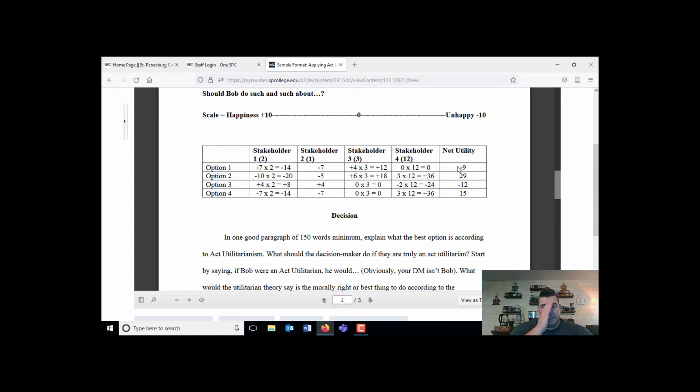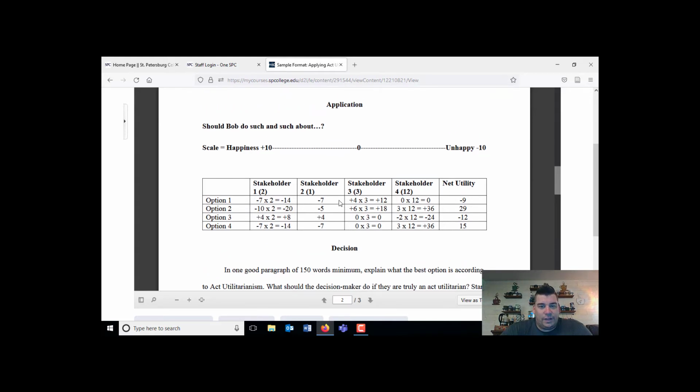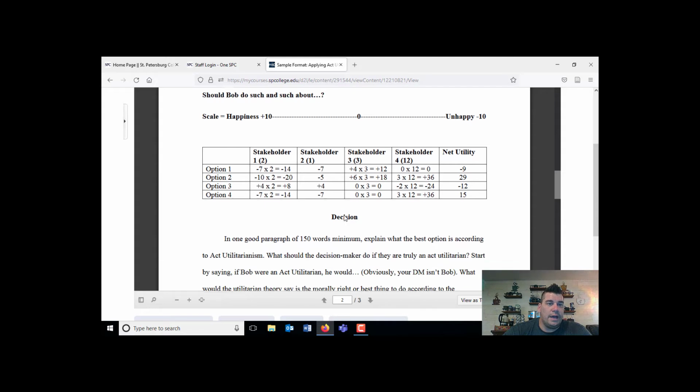Now, this is the act utilitarian chart, and this is how we apply the application process to the options that we have for the case. So follow this chart thoroughly, please. It's also explained in the textbook. Use that as an example because you want to have everything just the way I have it here, okay?